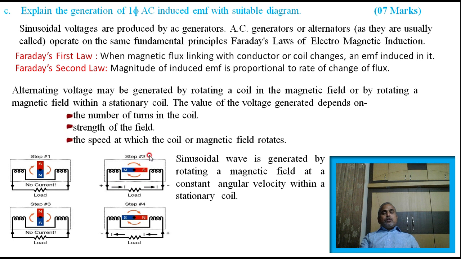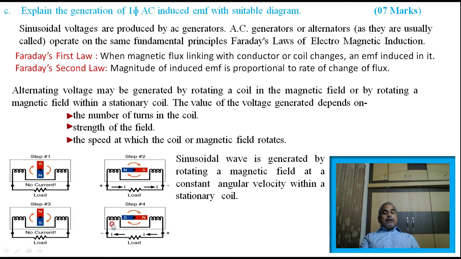Then when it moves a further 90 degrees, what happens? The coils and the magnetic field are moving parallel to each other. There is no flux linking with the coil, so once again the current is 0. Now, moving a further 90 degrees, you can see the polarity here. Previously you had N and S, now you have S and N. But the flux cut is once again a maximum.